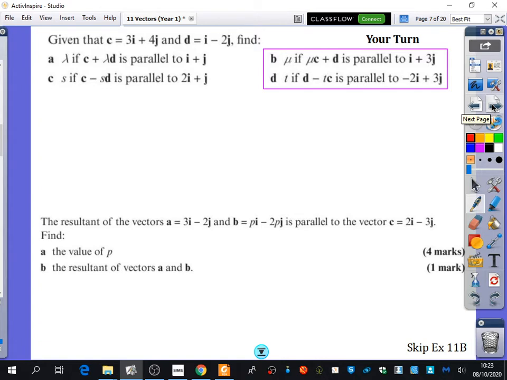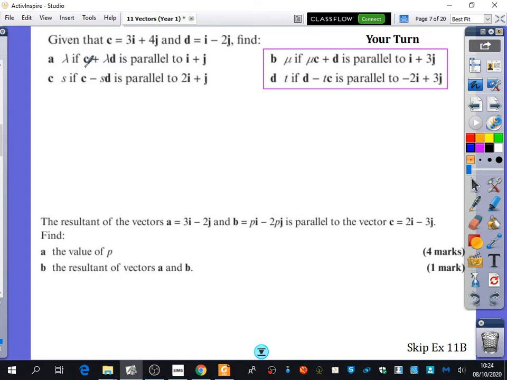So we have now been told that C is equal to 3i plus 4j, and D is equal to i minus 2j. We're going to answer questions A and C, and then you're going to do questions B and D. You won't be able to fit B and D on the page, so you'll have to do it in a separate booklet, okay?